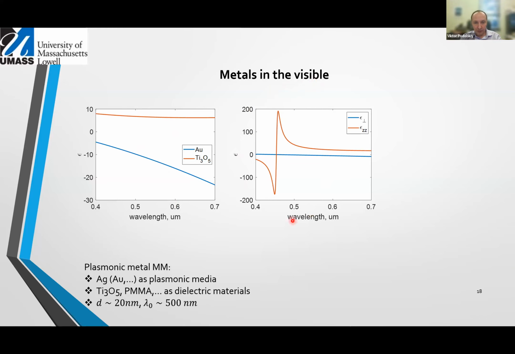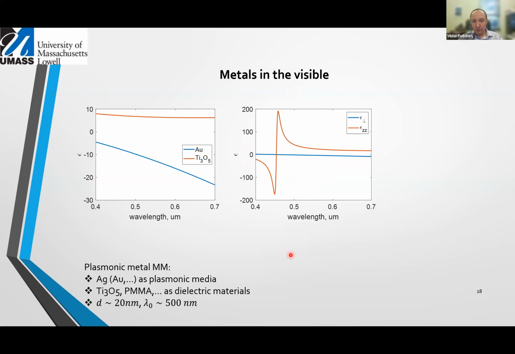So we can build the effective medium response of these structures. These are the permittivities of the effective medium tensor. And again, you see the same scenario as you saw before. You have one component of the permittivity tensor slightly positive in the shorter wavelength, slightly negative in the larger wavelength. The second component of the permittivity tensor goes from negative to positive.